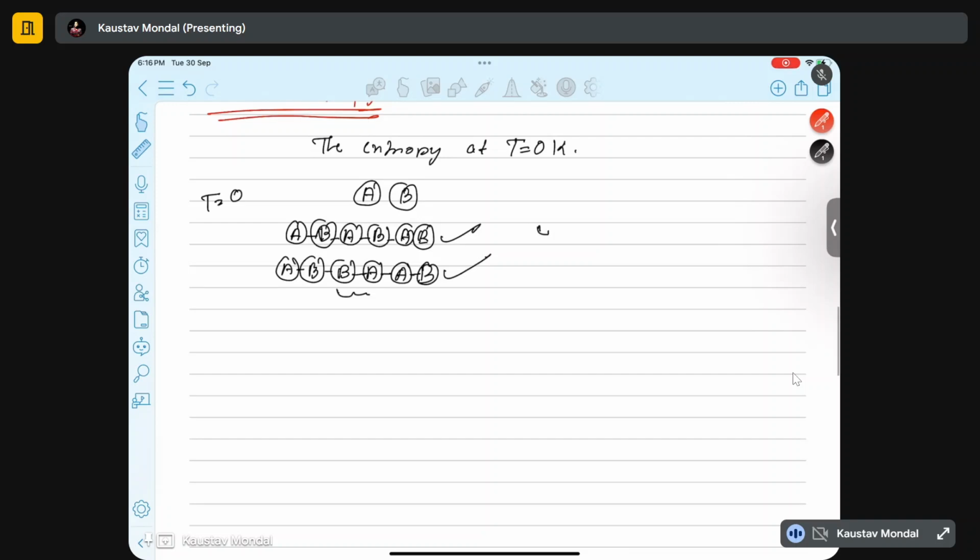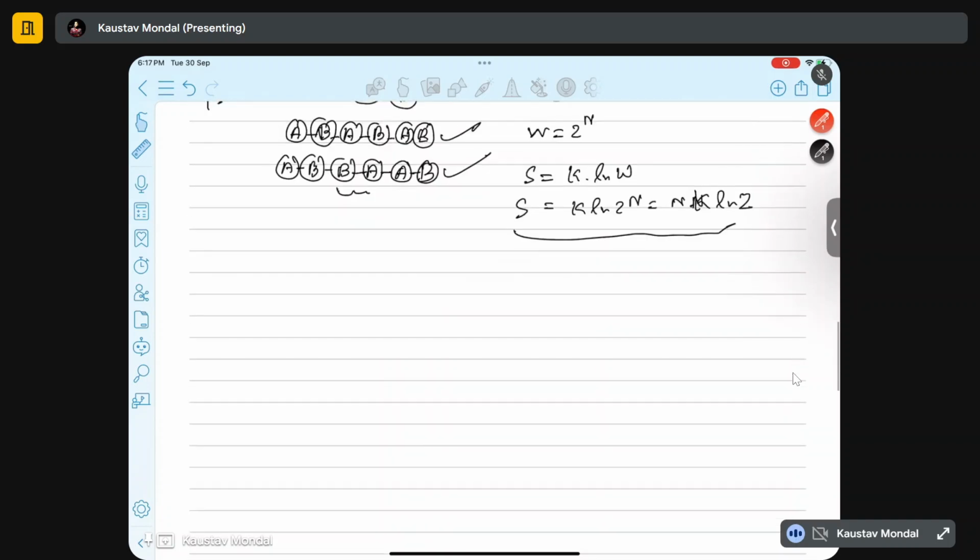So if this is the case, then the total configuration of this kind of structure is W equal to 2 to the power n, if the total number of molecules is n. It can take AB or it can take BA, so two types of combination are possible. So the configuration is 2 to the power n. The entropy you can easily calculate from the configuration, that is k ln W. So this is k ln 2 to the power n, so nk ln 2. This is basically the residual entropy of that particular system.